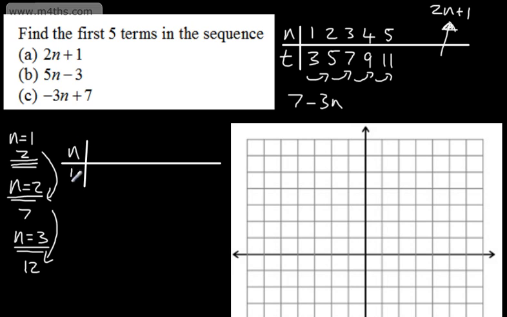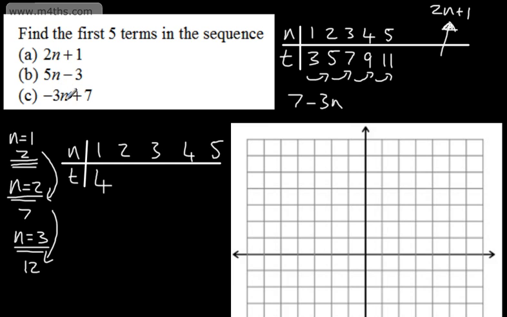So n and then t. So we'll take 1, 2, 3, 4 and 5. We'll generate the first 5 terms. So if I do negative 3 lots of 1, that's going to give me negative 3, plus 7 is going to give me 4. Alternatively, you could say that this is 7 minus 3 lots of 1, which is going to give us 4.